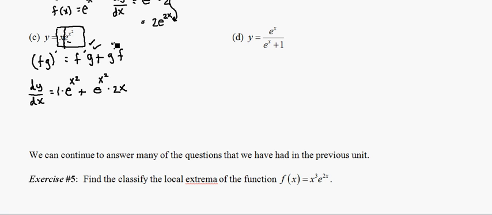Now keep your eye on the ball, folks. All we just did was find g prime. We still need to multiply it by f, right? So we still have to multiply it by that extra x. We can clean this up a little bit. I'd rewrite it as e to the x squared plus 2x squared e to the x squared.